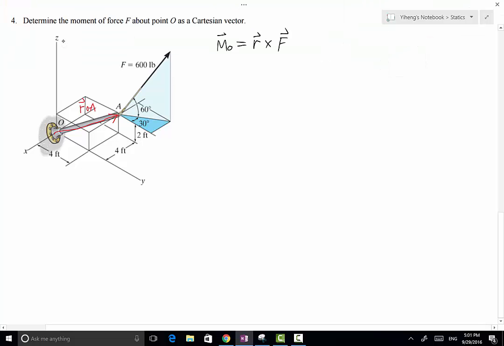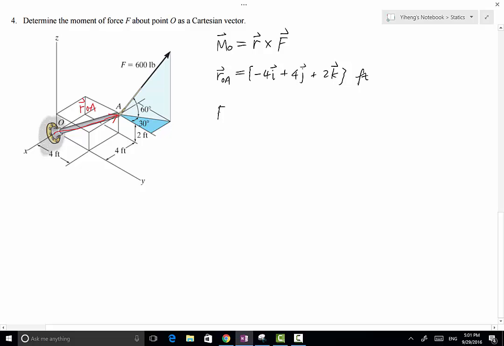ROA is not difficult to determine. ROA can be determined by the coordinates of point A. Therefore, that's going to be negative 4i plus, along the y direction, positive 4j plus 2k in the unit of foot. So now we need to determine the force as a vector.